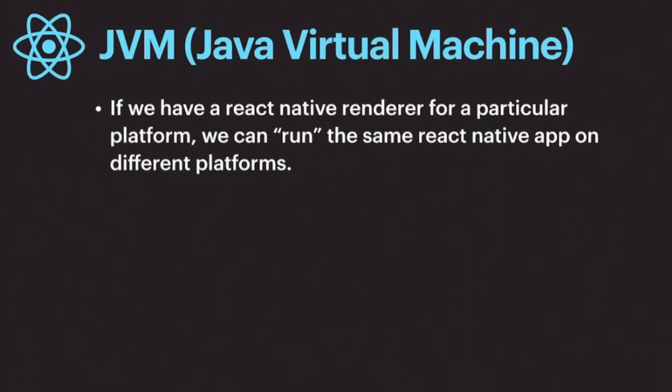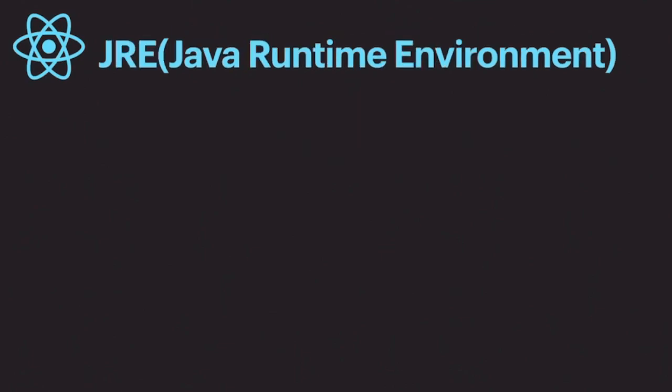If we are running the application for iOS, then the renderer converts the Java file into Swift or Objective-C, and if we are creating an application for Android, then the renderer converts the JavaScript file into Java or Kotlin. So the next part of this lecture is the JRE.